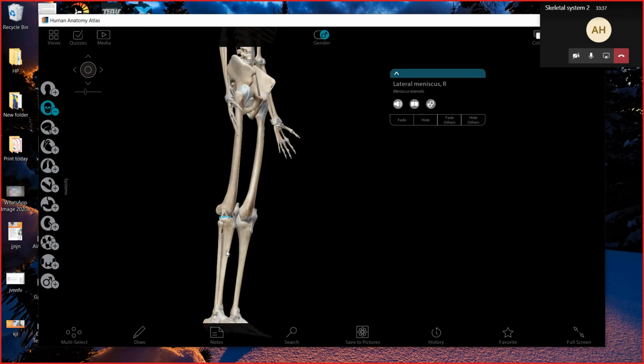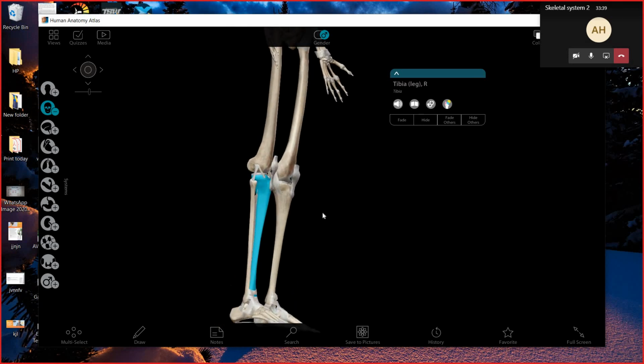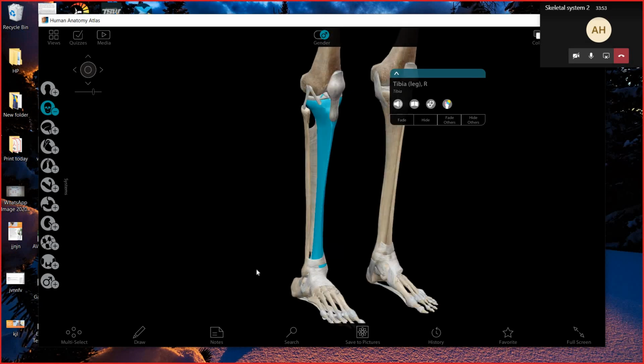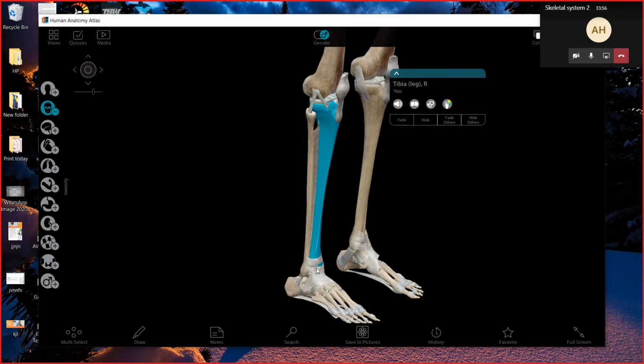And then we also have two bones, as in the arms. One of them is thinner than the other. The thinner one is called fibula. The other one is called tibia. And then here we have the bones of our feet.